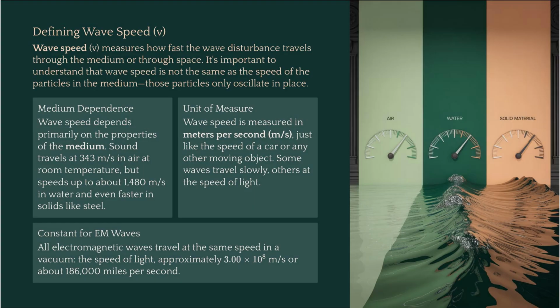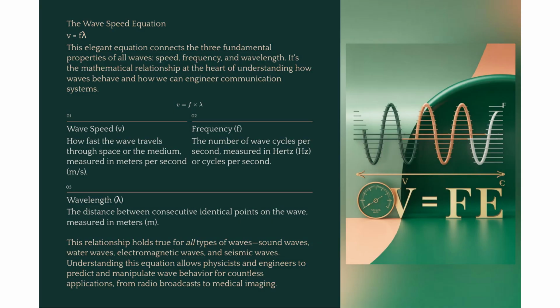The third property is wave speed, v. This is exactly what it sounds like, how fast the energy of the wave disturbance moves. For mechanical waves like sound, the speed depends entirely on the medium. Sound travels much faster in dense materials, like steel or water, than it does in thin air. For all electromagnetic waves, like light, the speed in a vacuum is a constant, known as the speed of light, c.